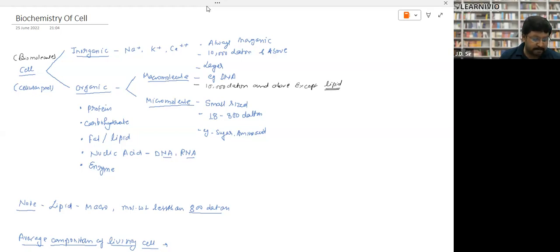These are found in the acid insoluble fraction, and they are always organic. Right. So this was about the macromolecule, micromolecule, and what are the biomolecules. Clear?